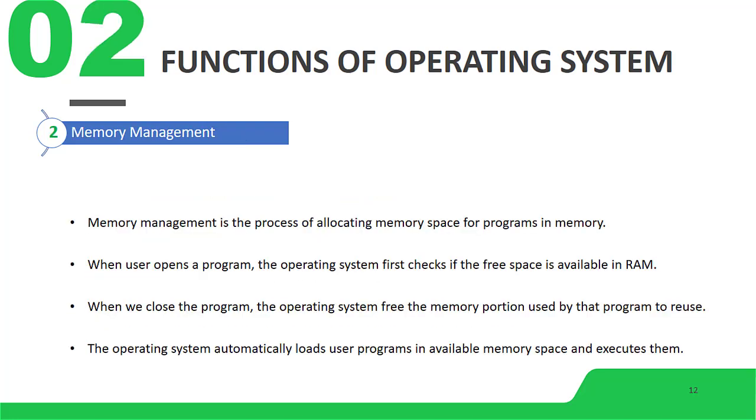Now let's discuss the operating system's memory management. Here the term memory refers to RAM, i.e., random access memory. Memory management is the process of allocating memory space for programs in memory. When a user opens a program, the operating system first checks if free space is available in RAM. When we close the program, the operating system frees the memory portion used by that program to reuse. The operating system automatically loads user programs in available memory space and the CPU executes them one by one.